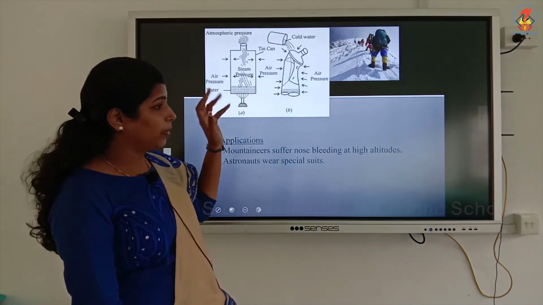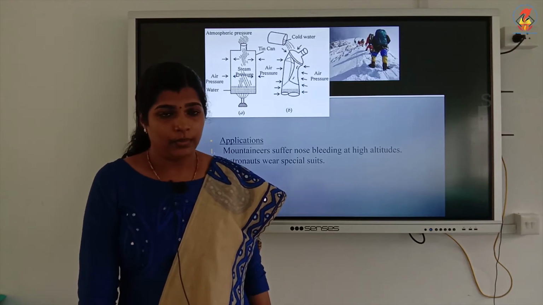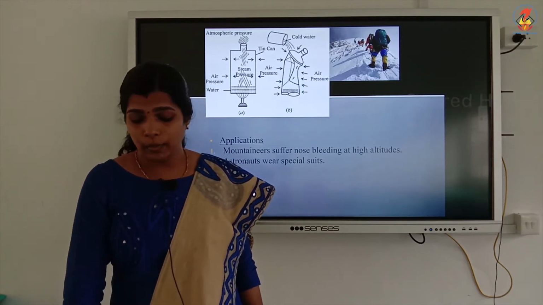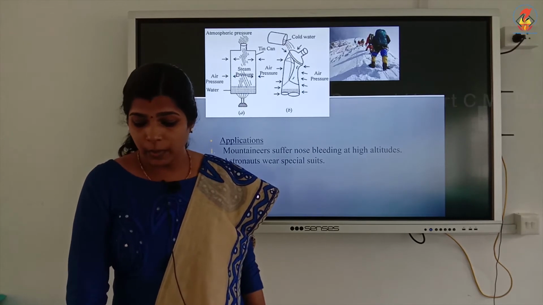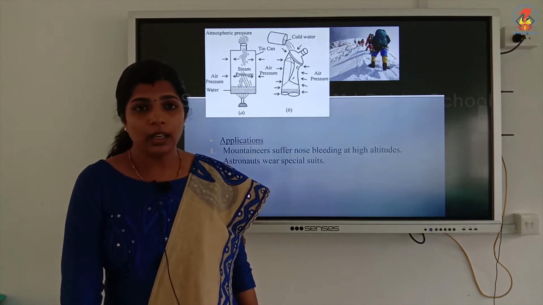Now, this is an experiment to prove that air exerts pressure. You can do this activity in two methods. Take a plastic bottle and put some boiling water in it. The steam coming out of the water will expel most of the air from inside the bottle.